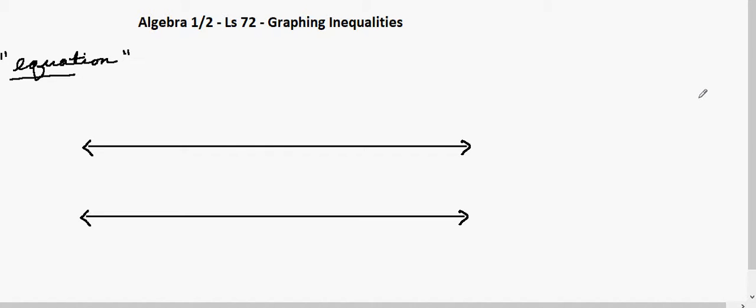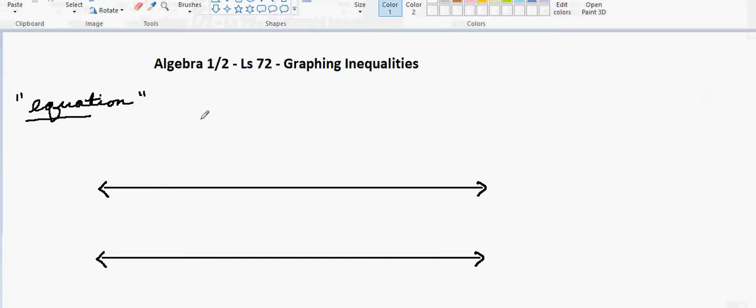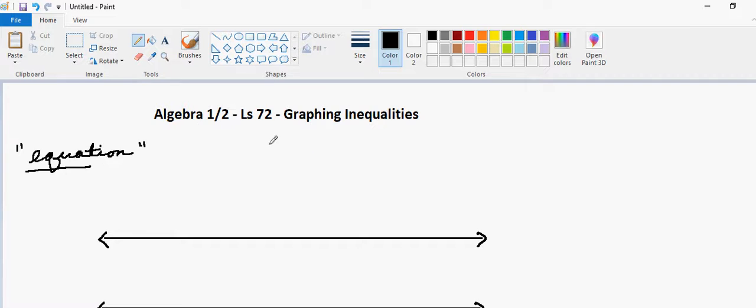Algebra half, lesson 72 says we're graphing, just on number lines, not something too complicated, and we're graphing what's called an inequality. Remember what an equation is? It's kind of right in there. It equals something. You're going to see an equal sign in an equation, something as simple maybe as a plus 2 equals 4. Equation because of the presence of an equal sign.